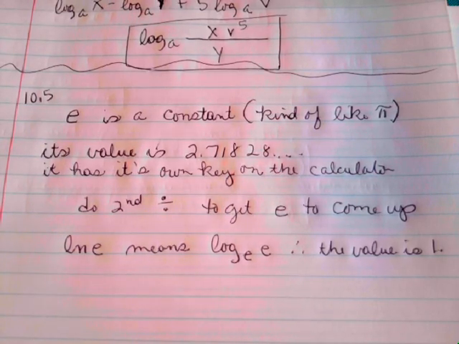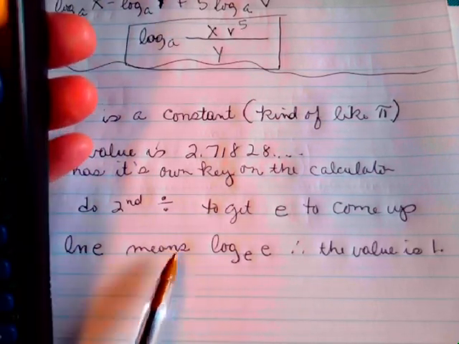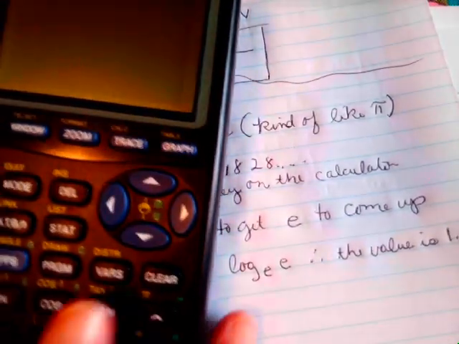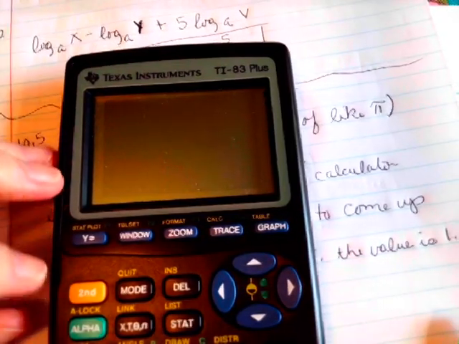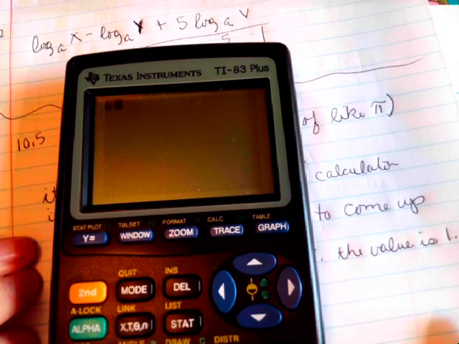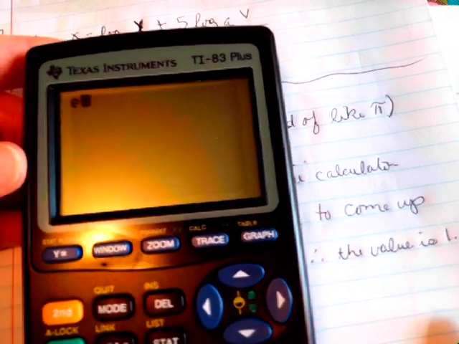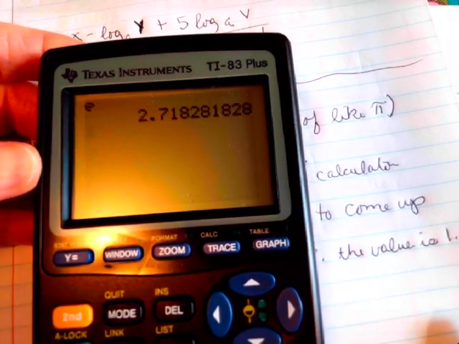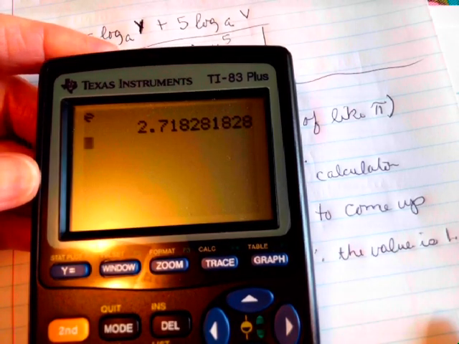To get to that key, you do second divide. So I have my calculator turned on. I'm going to go second divide, and I see E. When I press enter, I see that value, 2.71828.